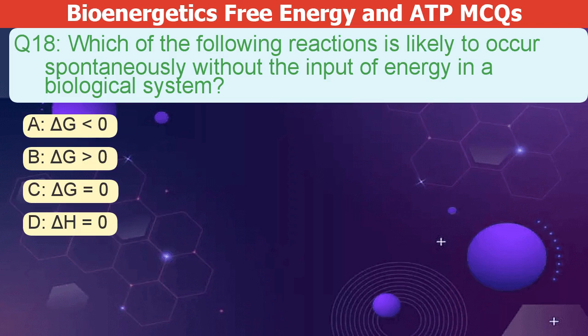A. Delta G is less than 0. B. Delta G is greater than 0. C. Delta G equals 0. D. Delta H equals 0.